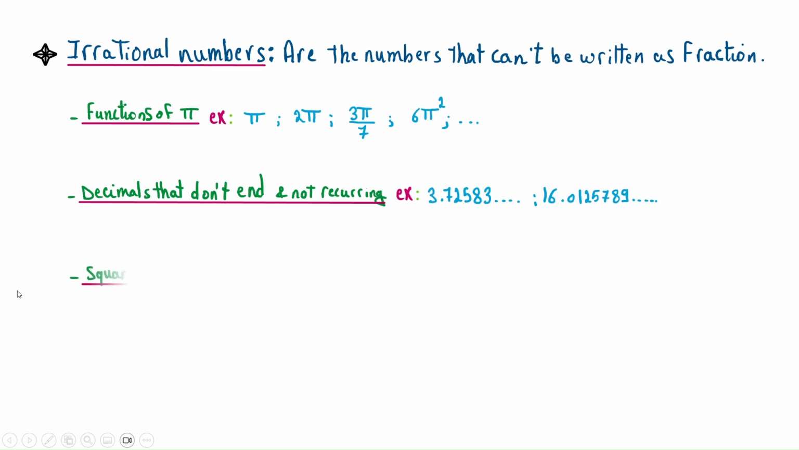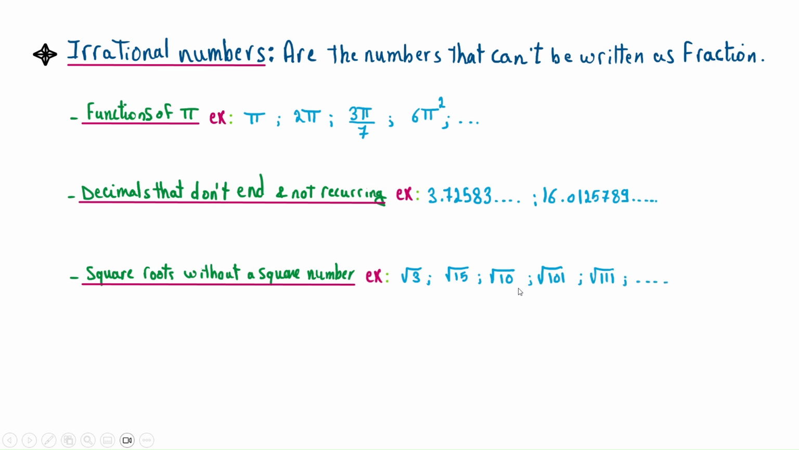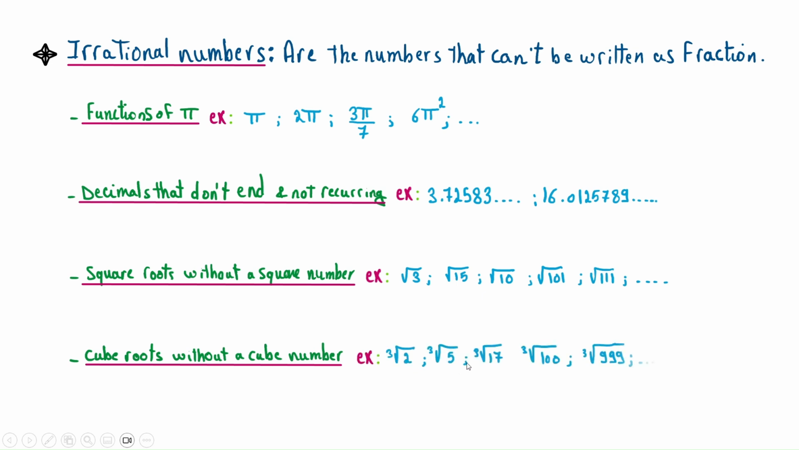Square roots without a square number. Examples: square root of 3, square root of 15, square root of 10, square root of 101. Any square root that does not contain a square number is irrational. Cube root without a cube number, like cube root of 2, cube root of 5, cube root of 17, cube root of 100. We see clearly that the numbers inside the cube root are not cube numbers, so directly each one is irrational. Hope you got the lesson.